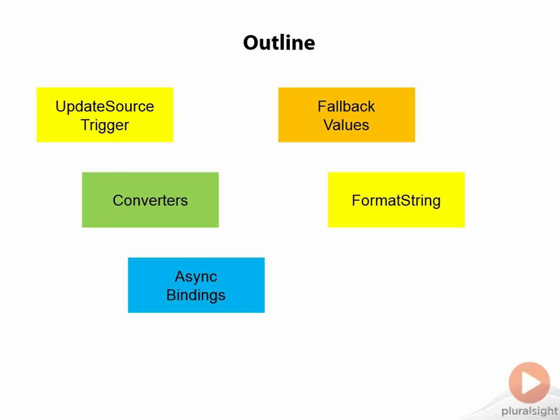Next, we'll talk about format string. This is an automatic converter of sorts that lets you convert from the source property into a formatted string using any standard .NET format string to render out the value the way you want to present it to the user.